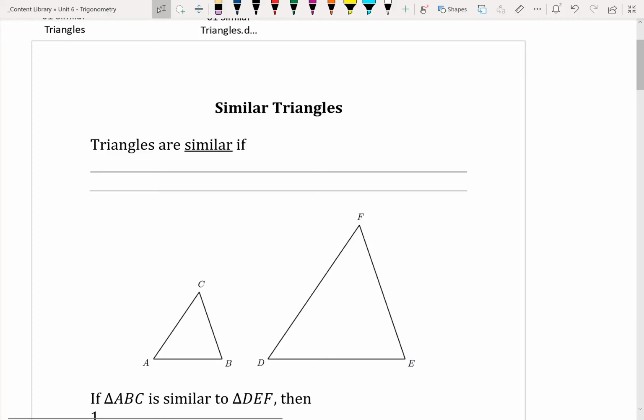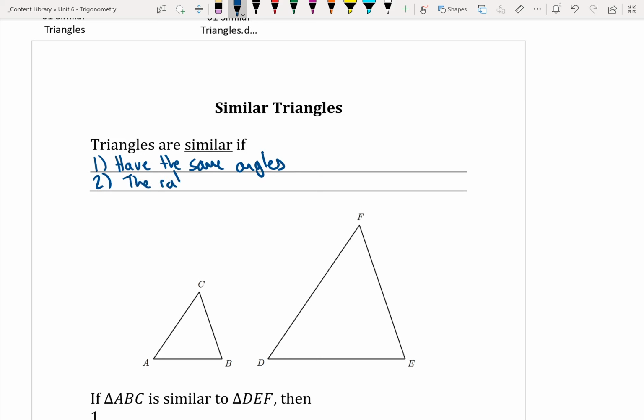In today's note, we're going to be looking at similar triangles. So similar triangles are triangles that, one, have the same angles, and two, the ratio of corresponding sides are the same.